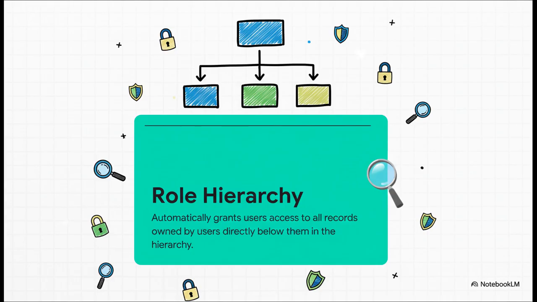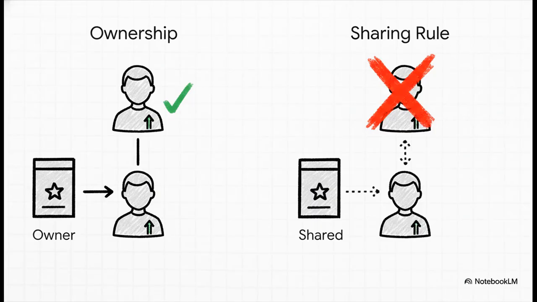A manager can always see and edit the records owned by the people who report to them. The keyword there is owned. This is only about record ownership. And here it is, the classic exam trap question. I can almost guarantee you'll see some version of this.